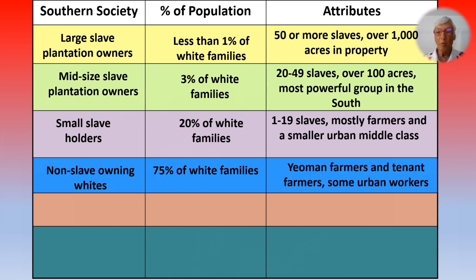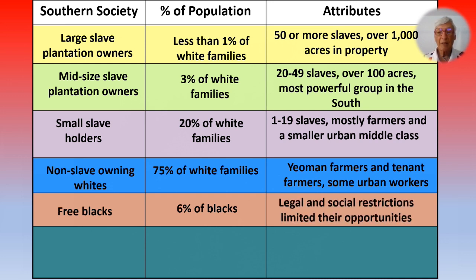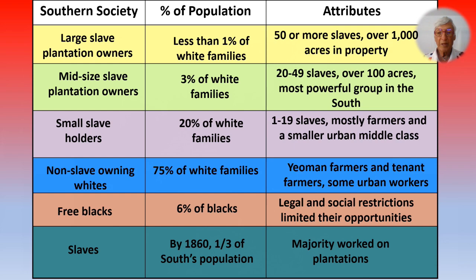Yeoman farmers and tenant farmers and some urban workers. There were some free blacks, 6% of the blacks. Legal and social restrictions limited their opportunities, so they weren't really free either. They couldn't do everything they wanted to do. And of course, then there were slaves. By 1860, 1/3 of the South's population were slaves, and the majority worked on these large plantations.